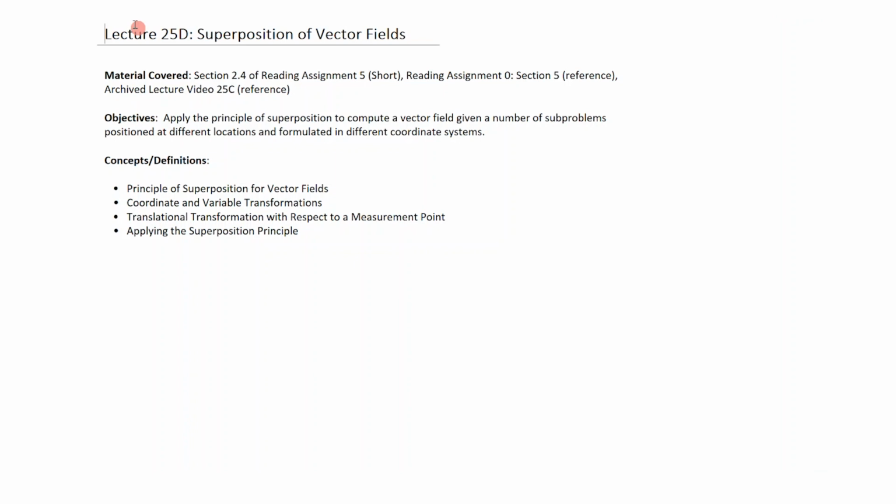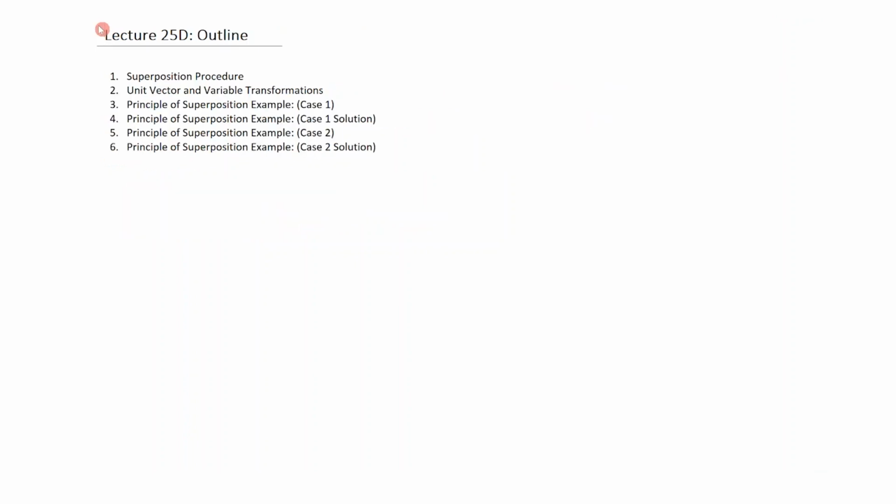There's also the translational transformation with respect to a measurement point. So for example, you could have a cylinder which basically is displaced with reference to the axis of symmetry, which would typically be along one of the principal axes, and also then applying the superposition principle. The next slide is just a summary of the contents of this lecture.